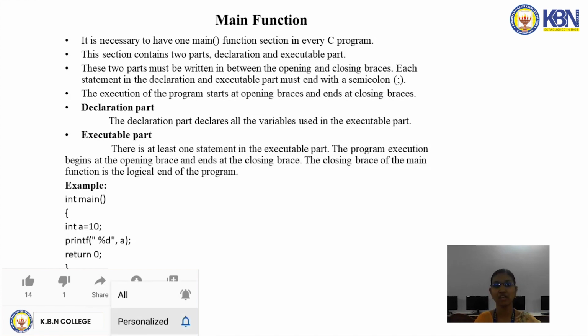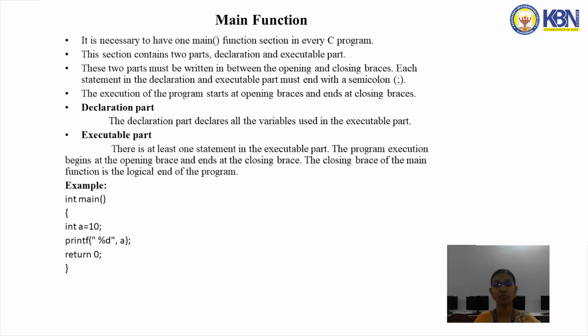In the C language, the end of a statement is indicated by a semicolon. The execution of the program starts at the opening brace and ends with the closing brace. The declaration part declares all the variables used in the executable part. What is the executable part? At least one statement in the executable part. The program execution begins at the opening brace and ends at the closing brace. The closing brace of the main function is the logical end of the program.